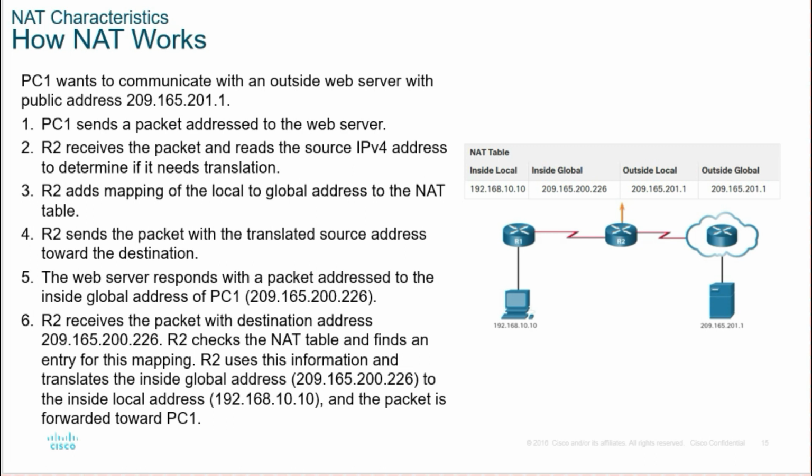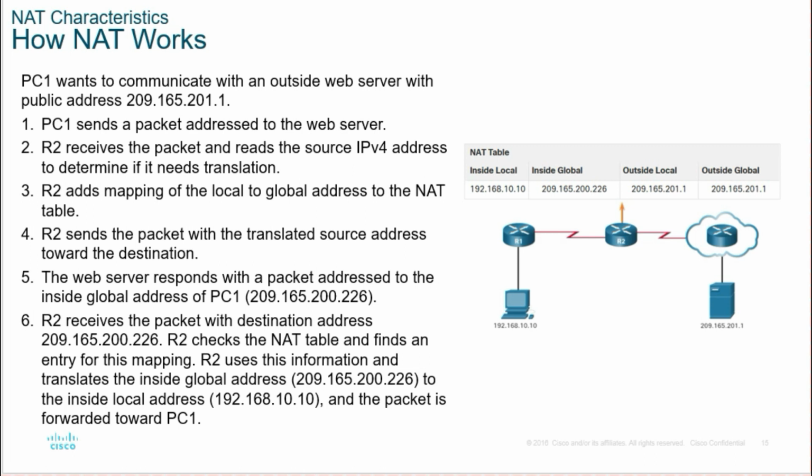Jadi 10.10 telah ditranslate menjadi 200.226. Untuk the destination IP, dia akan rekodkan di dalam outside local dan juga outside global. For example, here connection ini adalah daripada 10.10 kepada 201.1. Supaya nanti bila kita receive reply, dia akan tengok balik what is the source IP yang reply ni hantar. Okay, so that's the reason we must record both the source and destination.